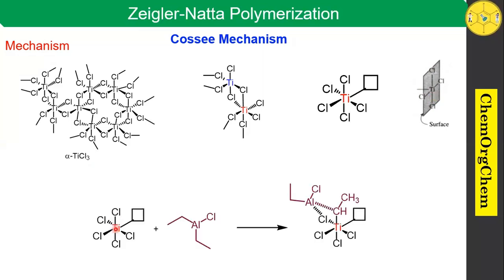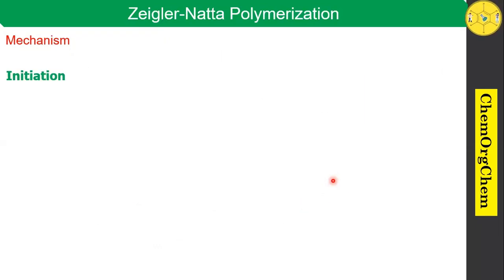Now you see this titanium present on the surface has an empty vacant orbital, which readily interacts with diethyl aluminum chloride. Now you see this aluminum coordinated with this chlorine atom. In the meantime, this aluminum kicks off one of the chlorine atoms, followed by this carbon-titanium bonding, to produce this type of intermediate. This is one of the active species for this Ziegler-Natta polymerization.